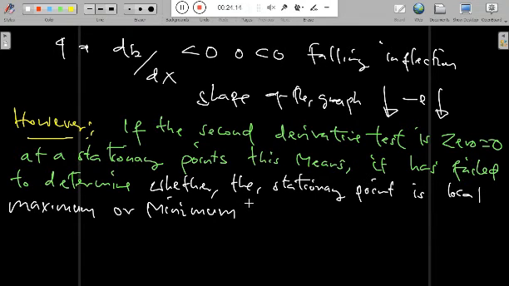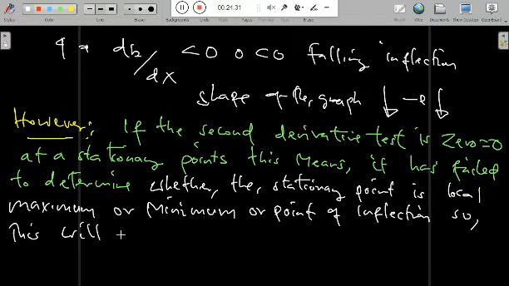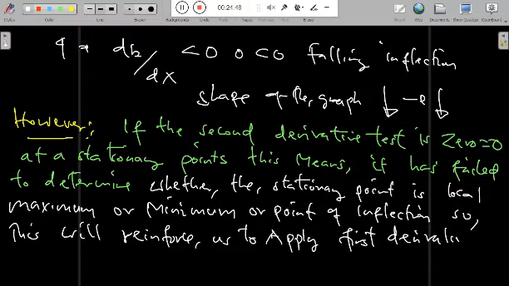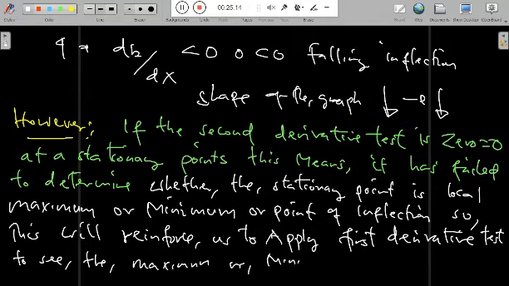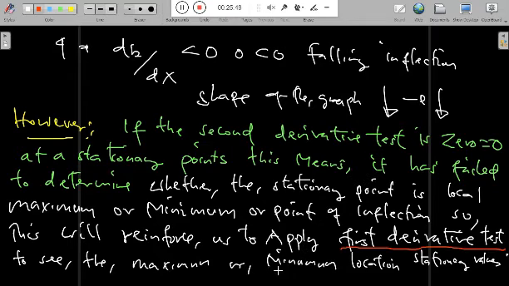So if the second derivative is 0 at the stationary point, this means it has failed to determine whether the stationary point is a local maximum, a minimum, or a point of inflection. This now reinforces us to apply the first derivative test to see whether the function is at a local maximum or minimum at the given stationary values.